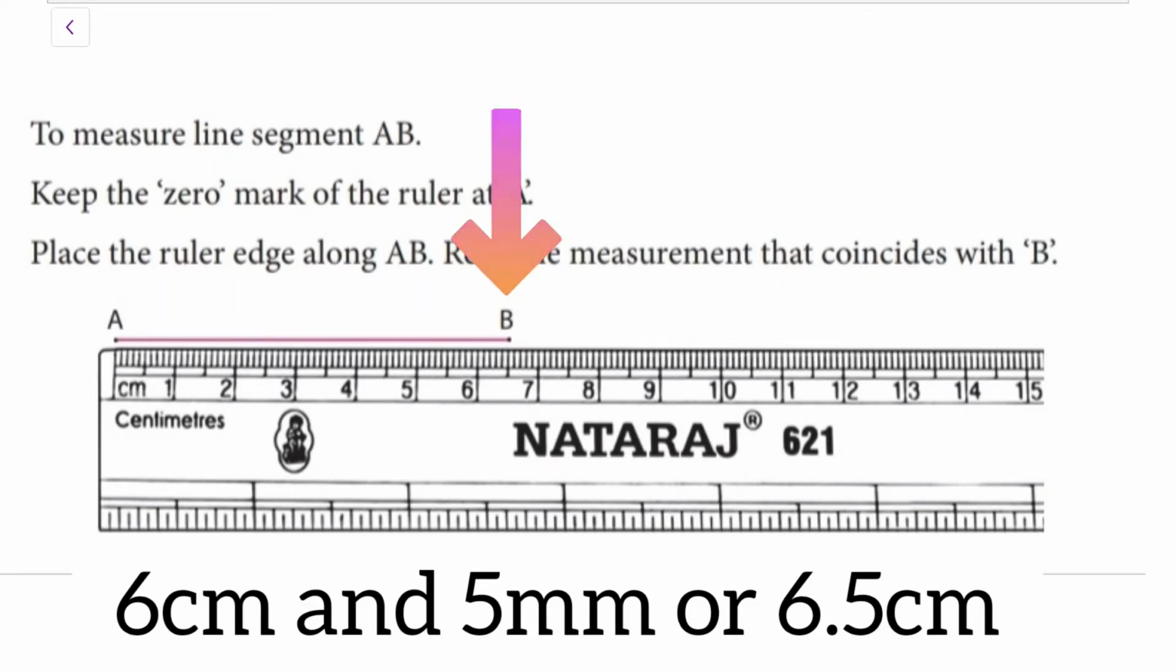This is how you can measure a line segment using a ruler. Once again, to measure the line segment, first thing is you keep the 0 mark of the ruler at A. Then you place the ruler edge along the line segment AB. Then read the measurement that coincides with B. In this case, the measurement of AB is 6.5 centimeters.